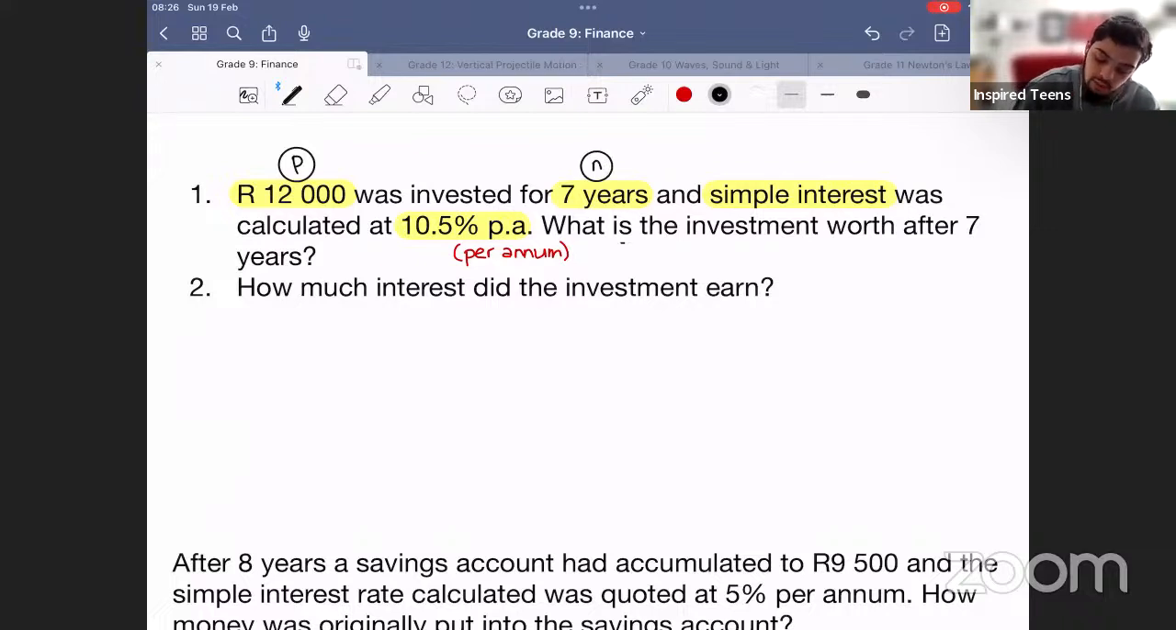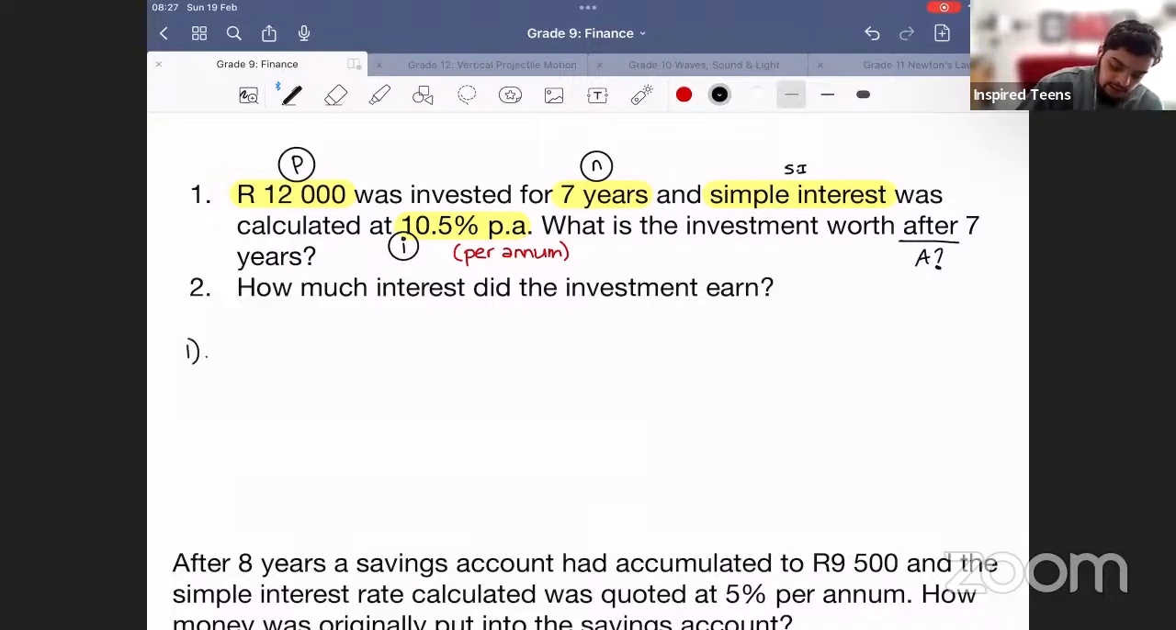They even say how much is it worth after 7 years. Simple interest, okay, we know simple interest. We know the formula to use. Was calculated at 10% per annum. That is our interest rate. And they say, what is the investment worth after, keyword after 7 years? They want to know what is the value of A. What is the accumulated amount? What is the amount after interest after 7 years?